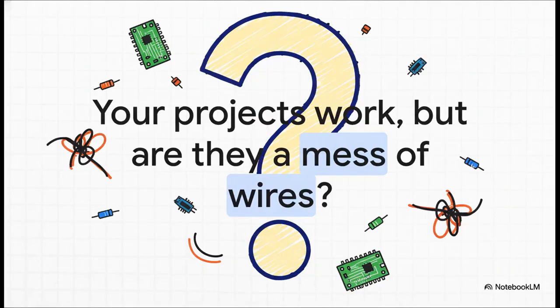I bet it does. If you're into electronics, you've probably built some amazing stuff. Awesome IoT gadgets, custom RC cars, you name it. But it all starts here, right? In this beautiful rat's nest of jumper wires on a breadboard. It works, which is great. But it's not exactly permanent.